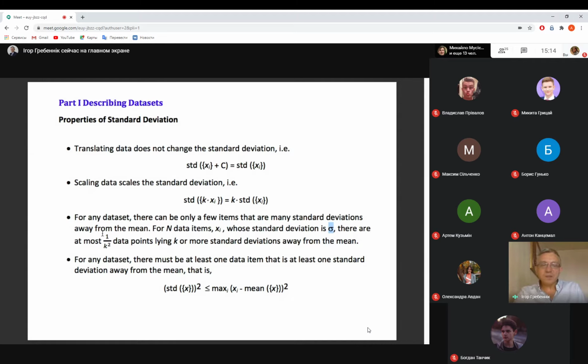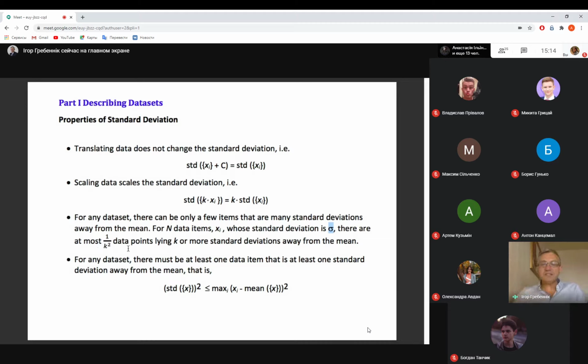There are at most 1 divided by k squared data points lying k or more standard deviations away from the mean. And here, this is not the number of data points. This is a fraction. This is a part of the data set.